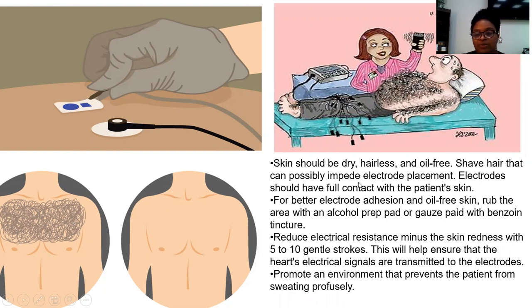Now, your skin prep is very important so that those electrodes stick properly, okay? The skin should be dry, hairless, and oil-free. Shaved hair can possibly impede electrode placement. Electrodes should have full contact with the patient's skin. For better electrode adhesion, rub the area with an alcohol prep pad or gauze pad with benzoin tincture. Okay, and your facilities will usually have this present. Reduce electrical resistance and skin redness with 5 to 10 gentle strokes. This will help ensure that the heart's electrical signals are transmitted to the electrodes, and then you'll want to promote an environment that prevents the patient from sweating profusely.